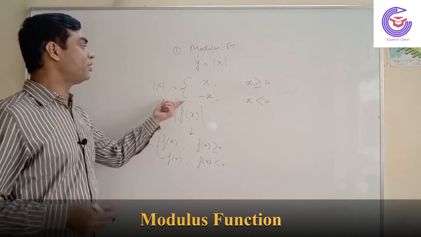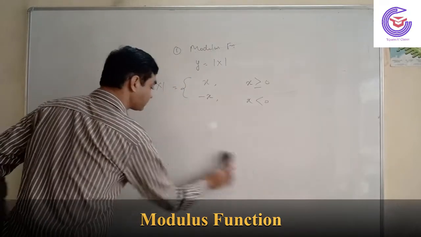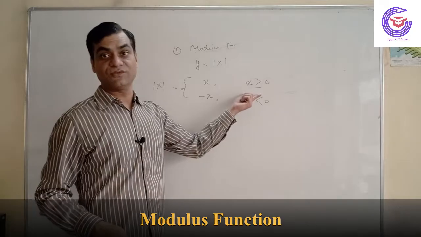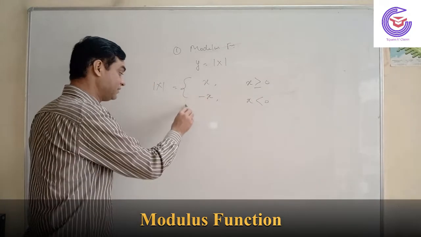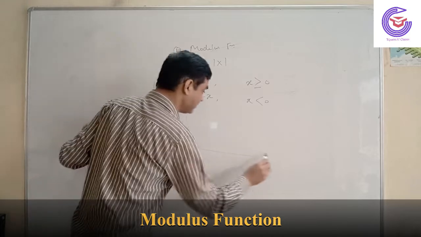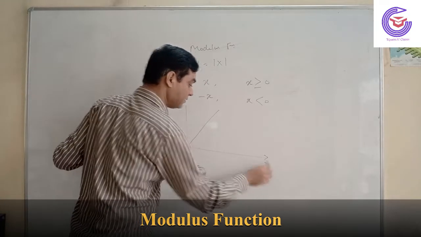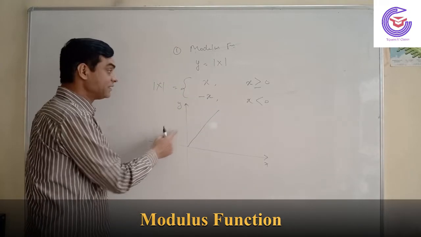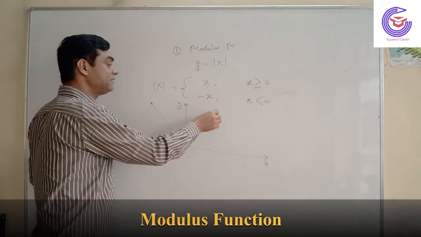Okay, let me plot the graph of the modulus function. When x is greater than 0, in that case, it is just simply y is equal to x. So you just plot y is equal to x. And when x is less than 0, on this side, it is y is equal to minus x. So this graph comes in a V shape.